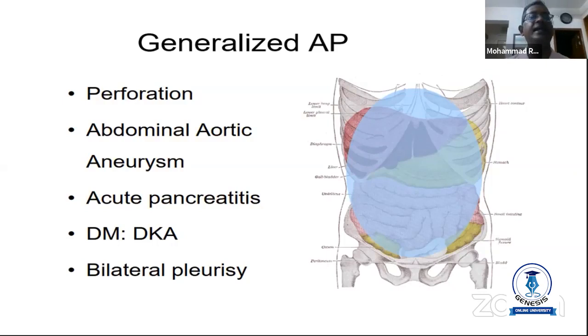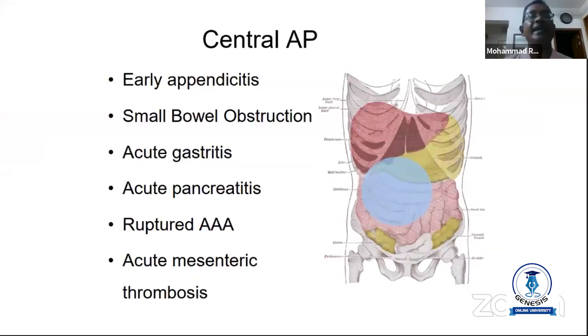Whenever you find a patient with generalized abdominal pain, think about perforation, abdominal aortic aneurysm, acute pancreatitis, diabetic ketoacidosis, and bilateral pleurisy. Yes, in case of bilateral pleurisy or bilateral pneumonia, you can find this pain. Bilateral basal pneumonia can produce generalized pain in the abdomen. Central abdominal pain you can find in early appendicitis, small bowel obstruction, acute gastritis, acute pancreatitis, ruptured aortic aneurysm, and acute mesenteric thrombosis.